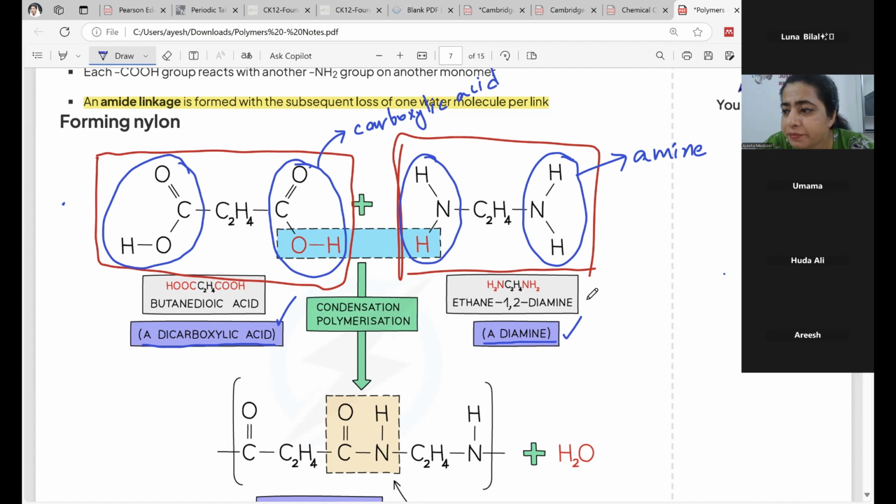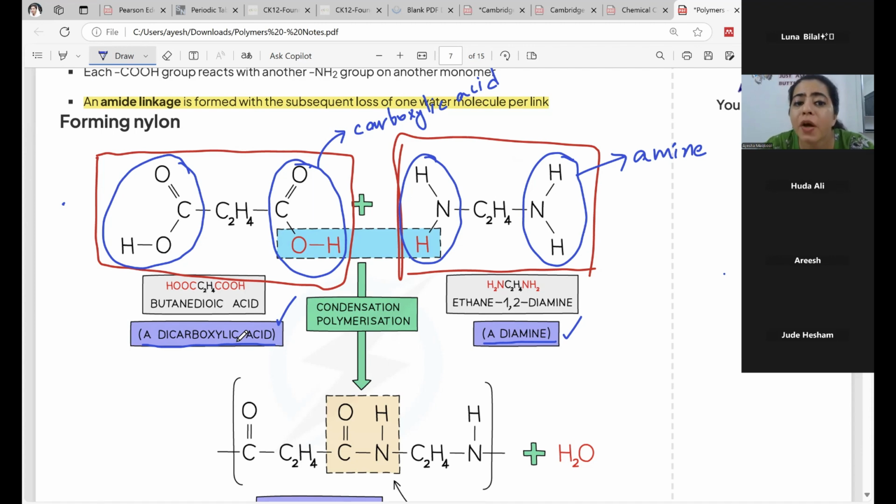Okay, yes, Luna. Miss, I do not understand why it is called a dicarboxylic acid. That means it has two amine groups in one formula, you can say. NH2 on the right side, one on the left side. So two amines are there, so we can say it's a diamine. And this one has two carboxylic acids, so dicarboxylic acid.